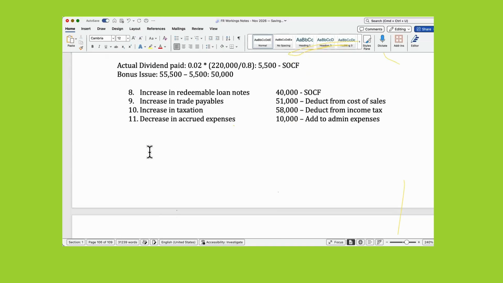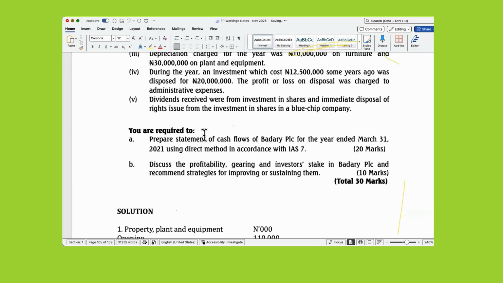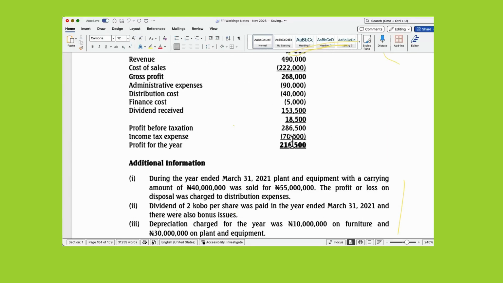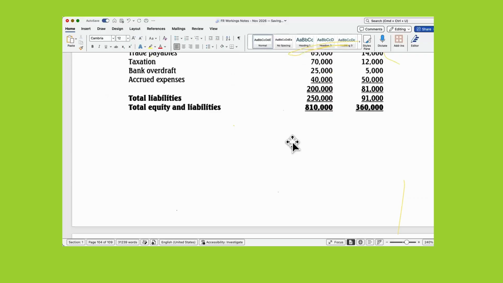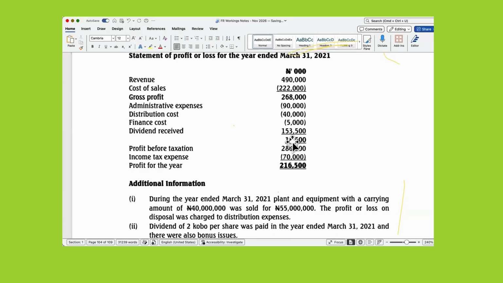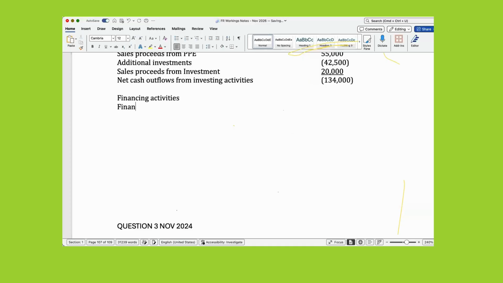Now, for my financing, I go to my liabilities and equity, but let me deal with my finance cost first, which is 5,000, and I don't have any interest payable, so it is entirely fully paid. So 5,000 finance costs, it's fully paid. Outflow.